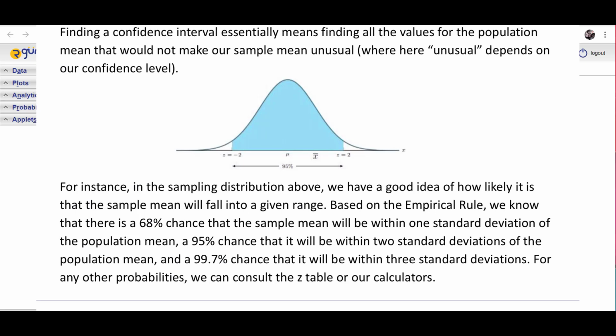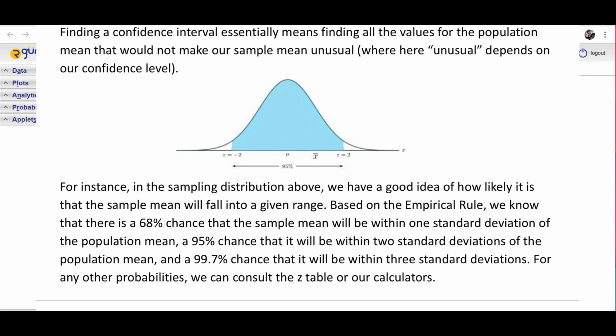Okay, so let's talk about confidence levels real quick. When we find a confidence interval, it basically means that we're finding all the values for the population mean that would not make our sample unusual. So what would be the usual samples and what would be considered unusual samples?